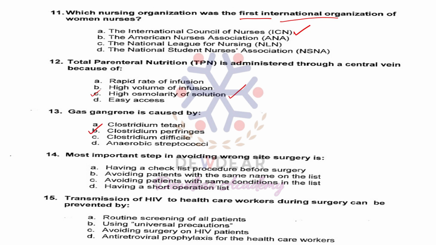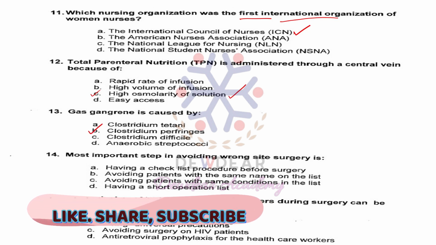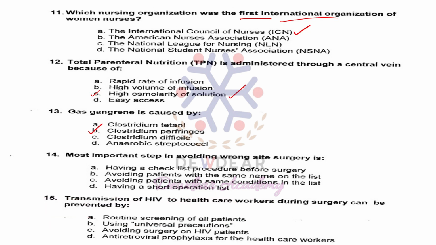Then question number 14. Most important step in avoiding wrong site surgery is. Options are having a checklist procedure before surgery, avoiding patients with the same name on the list, avoiding patients with the same conditions in the list, having a short operation list. The question is, what is the most important step in avoiding wrong site injury? In order to avoid wrong site injury, what step we have to take, or which is the most important step?